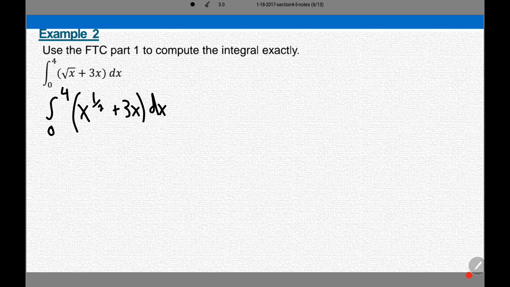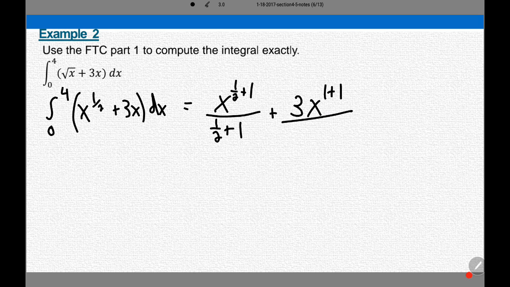As we go through after this, we'll actually find other rules and other ways of doing some of these antiderivatives like I was telling you before. So in this case, since I got that 1/2, I'll write out the whole way the power rule works. So I've got x to the 1/2 plus 1 over 1/2 plus 1. And then the 3 has an x to the 1 plus 1, and it's going to be over 1 plus 1. And that's going to be evaluated from 0 to 4.